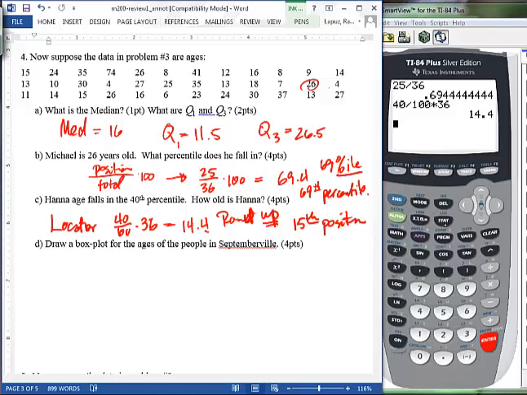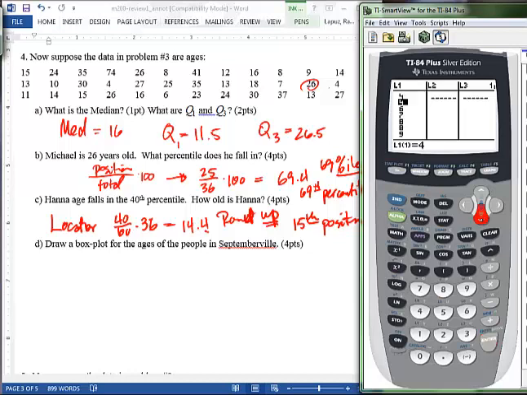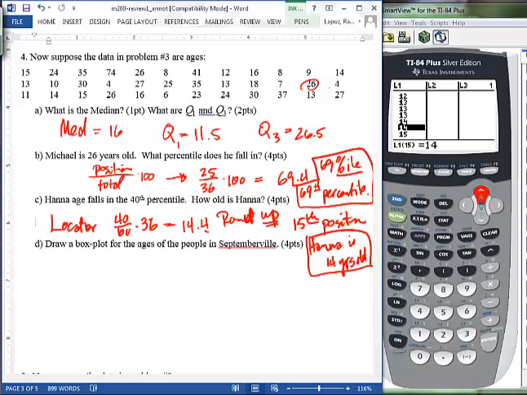What you need to do is go back to your list and look for the 15th position. So that's 10. The 15th position happens to be the number 14, and so that is going to be the value that we pick. So Hannah is 14 years old. Probably box your answers here. Okay, and then finally, draw a box plot for the people.